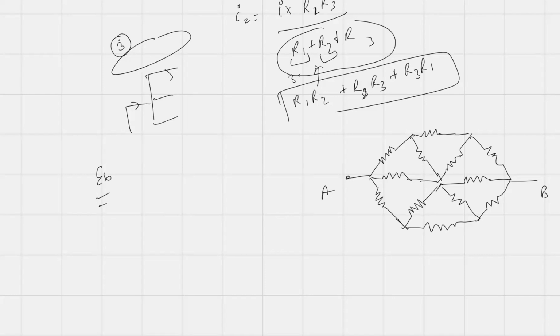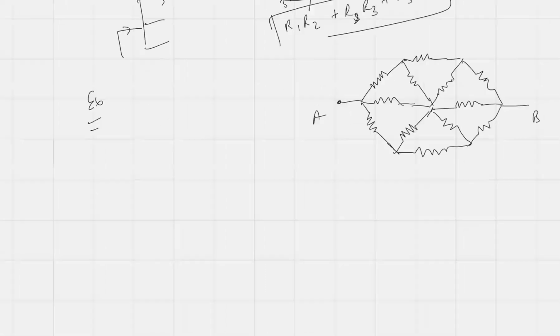Okay, now let's do one thing. I am giving you two figures. These two are homework for you. Don't do it right now. I am giving you these two as homework. This one is homework 1, and this is homework 2.